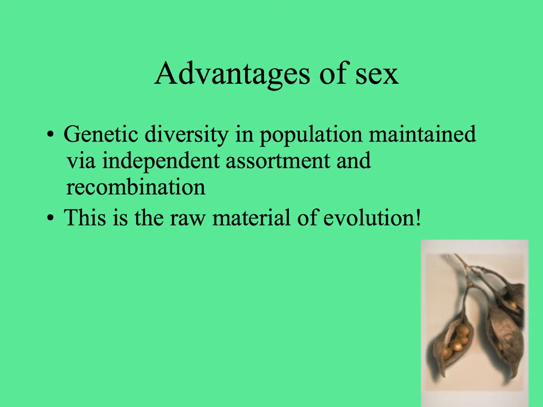So I guess it's clear why plants would go to all this trouble: it is an advantage to reproduce sexually because that maintains genetic diversity. Even if plants self-pollinate, they get a new combination of genes because of independent assortment and recombination. And that is the raw material of evolution, this variation, important to meet all challenges of a changing environment.